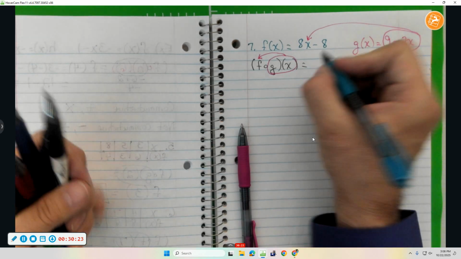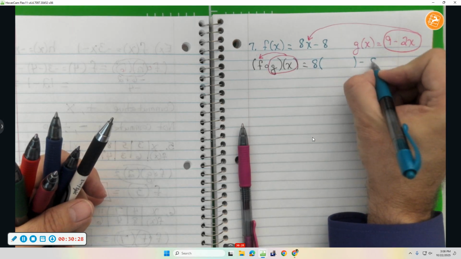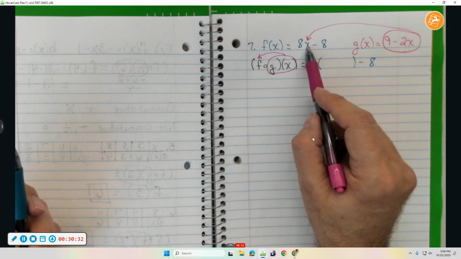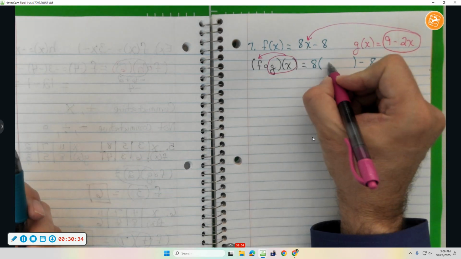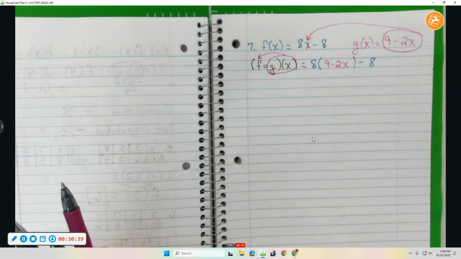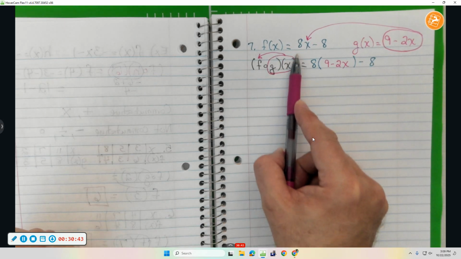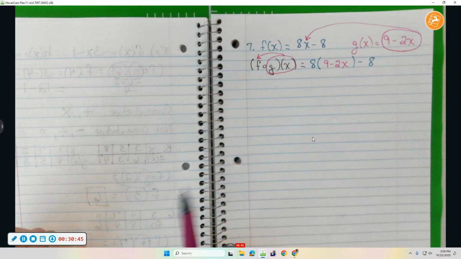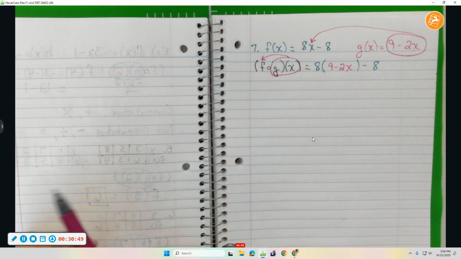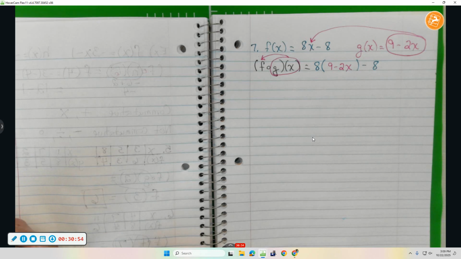Let me set this up. For 8x minus 8, in place of the x, I'm going to write 9 minus 2x. Now, the arrow's demonstrating what I'm doing. This means plug g of x into f of x. That's all this notation is. It's just notation instead of writing out the words. Plug g of x into f of x.